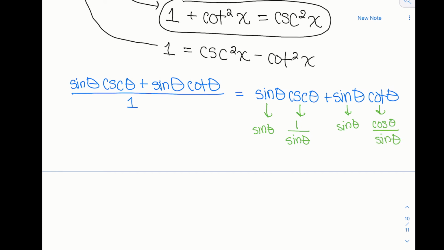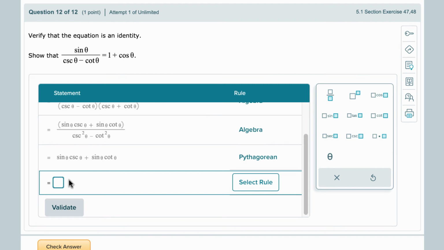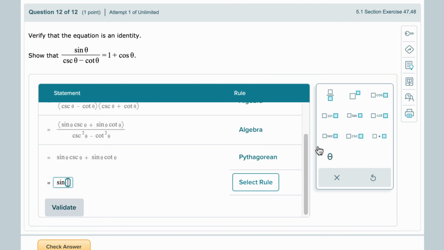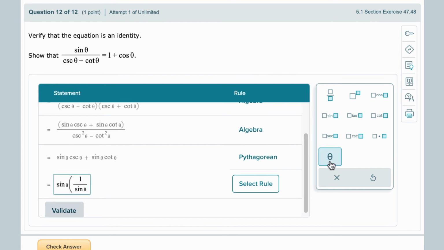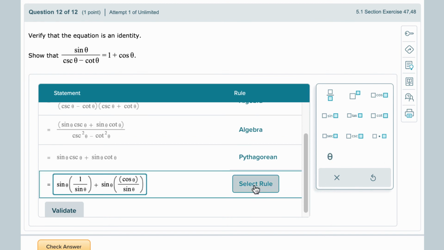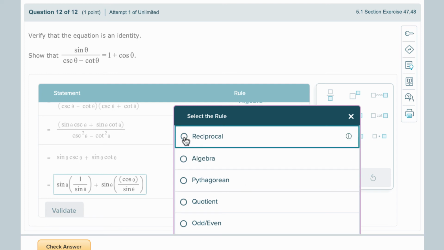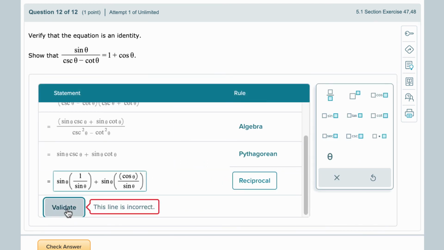So here is something I want to show you that I'll maybe see a lot in these types of problems. So I'm going to just write it like this. Sine of theta, and then 1 over sine of theta plus sine of theta, and then the cosine over sine. So here's the thing, and then you might go and select the rule. You might say, okay, we were using reciprocals, so validate. Okay, here's the thing, it's saying the line is incorrect, which it is.